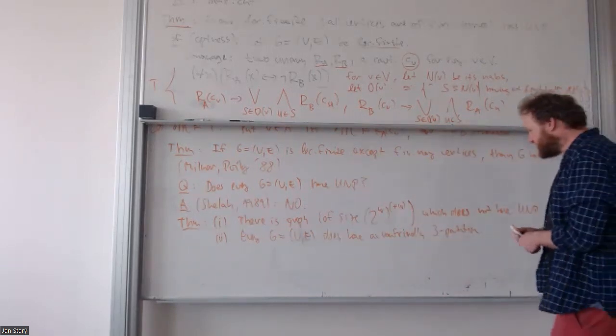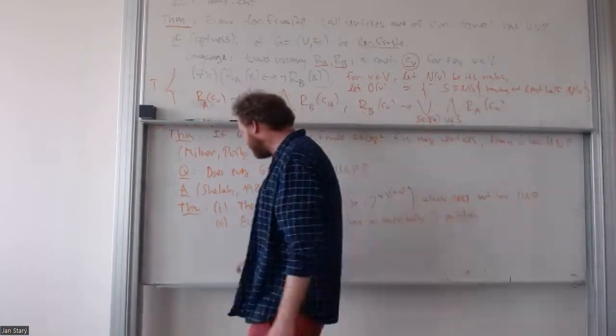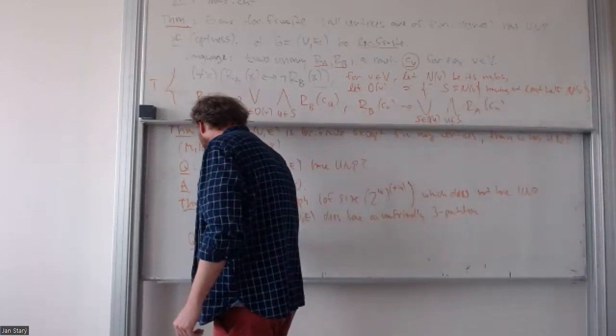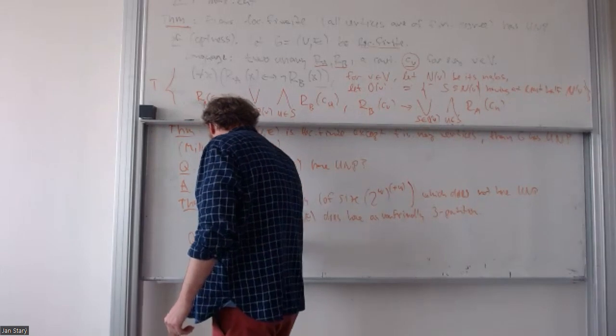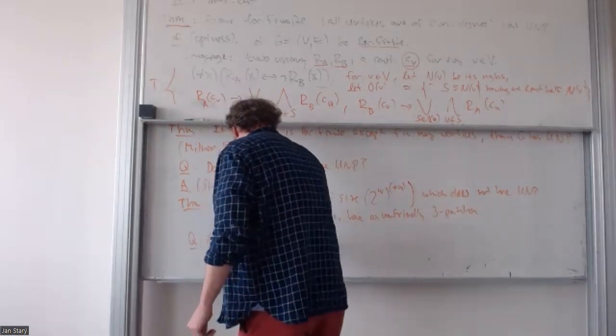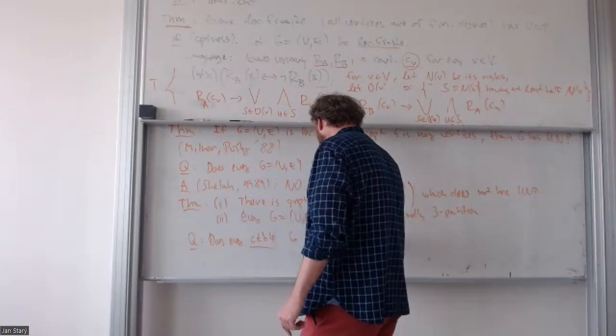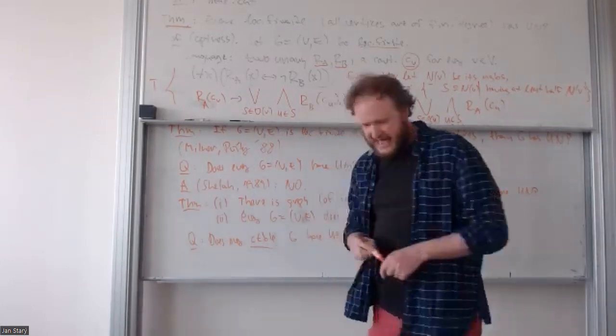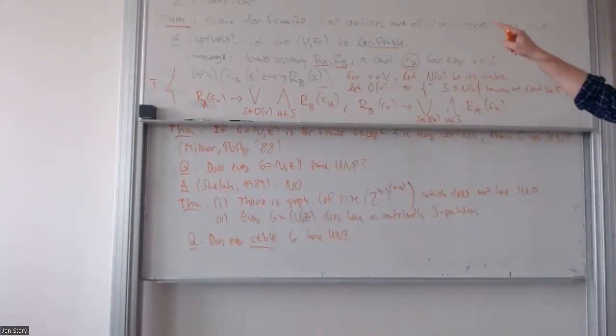Okay, so the question now, step back from that, the new question is, does every countable graph have an unfriendly partition? And besides these three theorems that I say here, almost nothing is known. I will show two more.